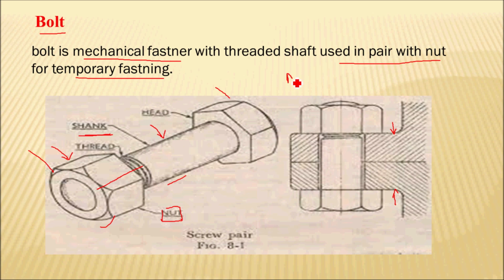Suppose that the bolt is specified like this: M10 into 55. That means M10 is the nominal diameter of this shank and 55 is the total length of this bolt. So now let's discuss the types of bolt.